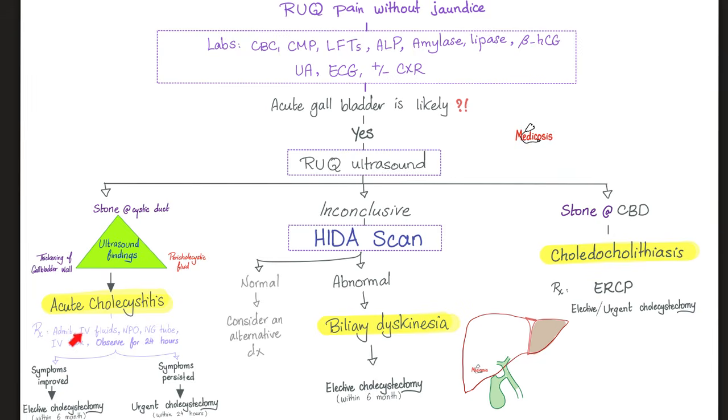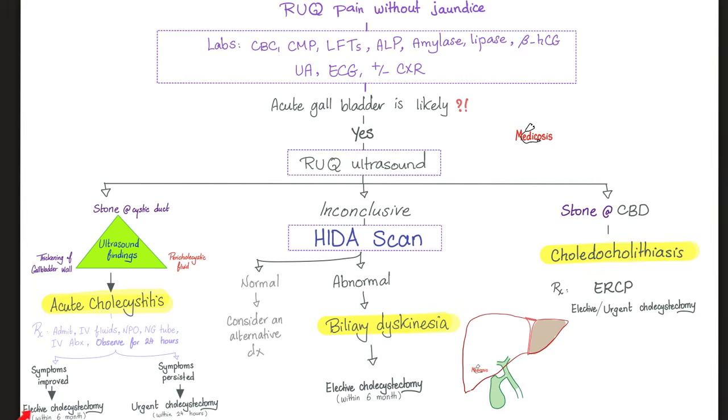Admit the patient to the hospital, IV fluids, nothing per os, NPO. The patient should not eat or drink anything because we would like to rest the gut and rest the gallbladder. NG tube for suction, especially if the patient is vomiting. Intravenous antibiotics and observe for 24 hours.